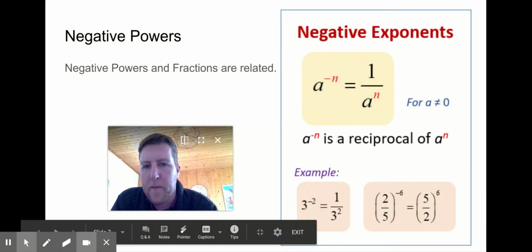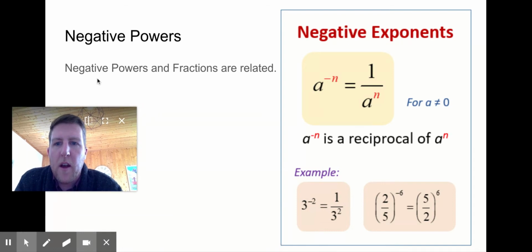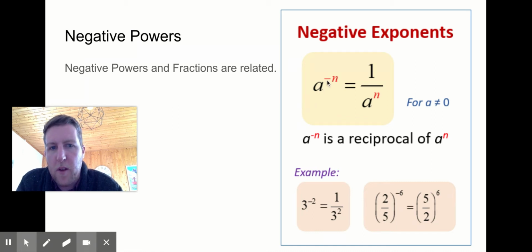Okay, there we go. All right, so this lesson is on negative powers. Negative powers and fractions are related to each other. So this is the rule. If you have a base, any base, with a power that has a negative sign in front of it, it doesn't mean that the number is negative. This is actually a positive number, believe it or not. A to the power of negative n is positive. The answer, or the simplified version of that, is a positive number.